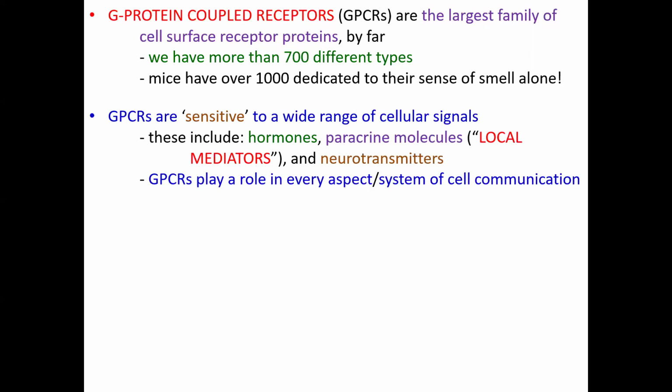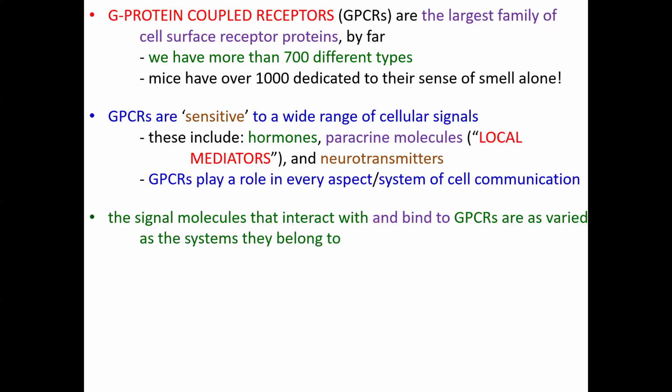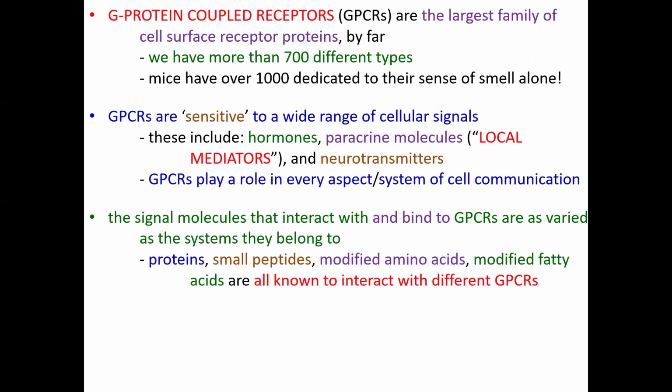These receptors play a role in every single aspect of cellular and organismal communication. Whenever the body needs to send a message through itself, whenever a cell needs to send or receive a message, largely those are going through G protein coupled receptors. Not exclusively, but G protein coupled receptors, again, are the most common and the largest family. The signaling molecules that bind to and interact with these receptors are just as varied as the receptors themselves.